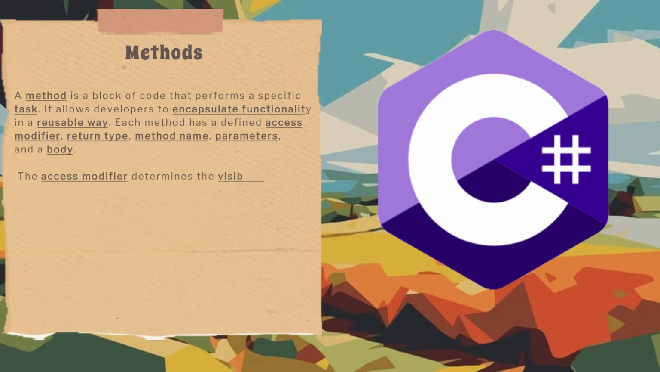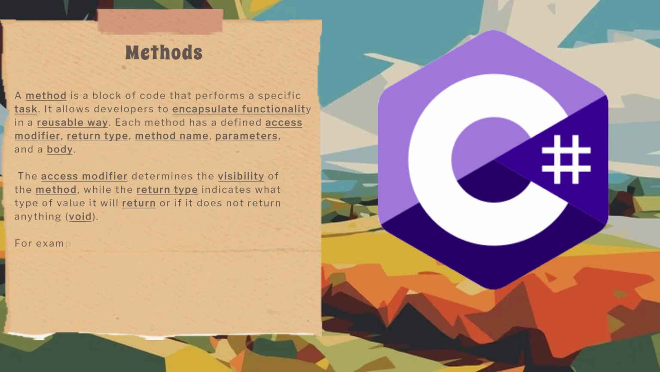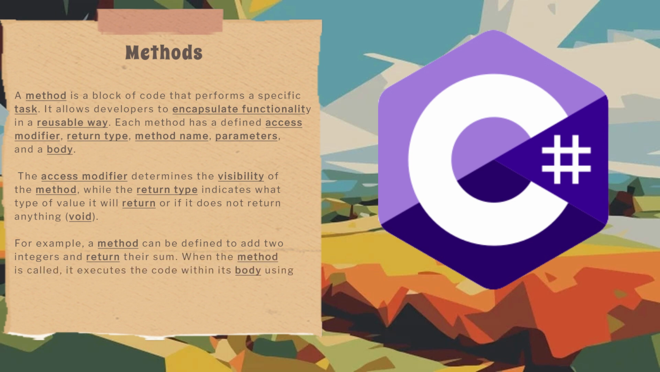The access modifier determines the visibility of the method, while the return type indicates what type of value it will return or if it does not return anything. For example, a method can be defined to add two integers and return their sum. When the method is called, it executes the code within its body using the provided parameters.